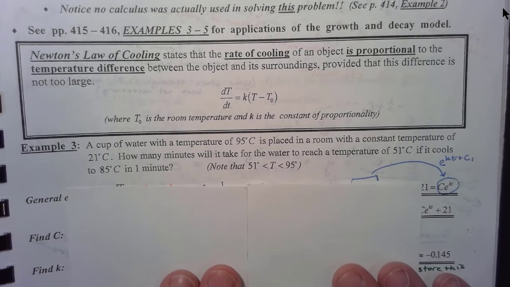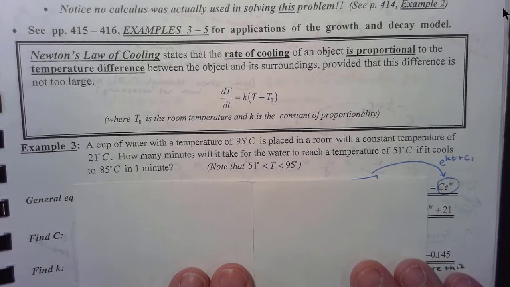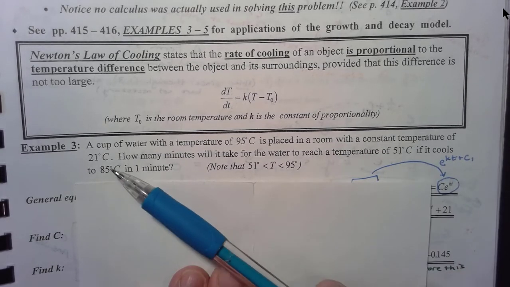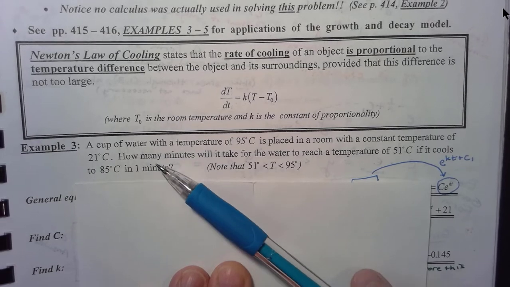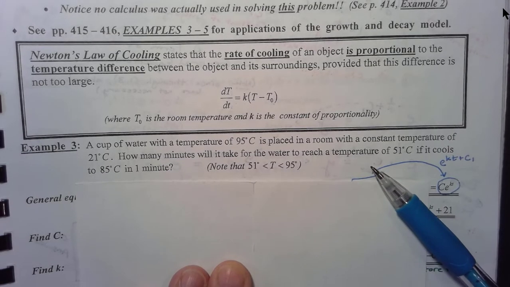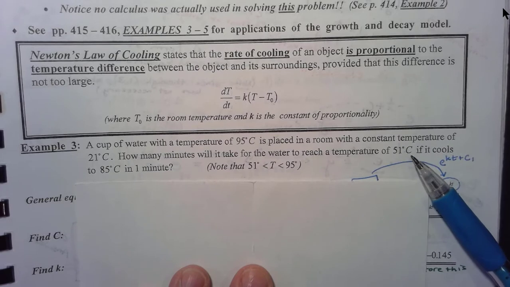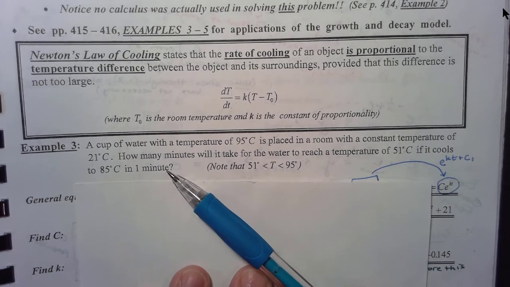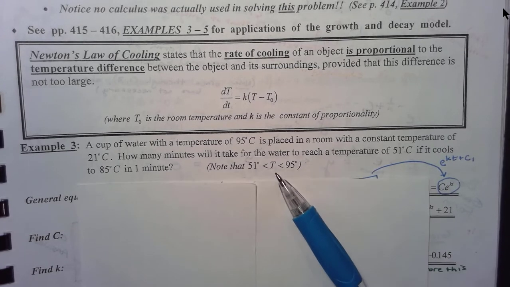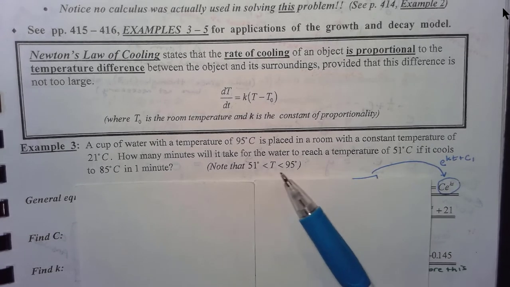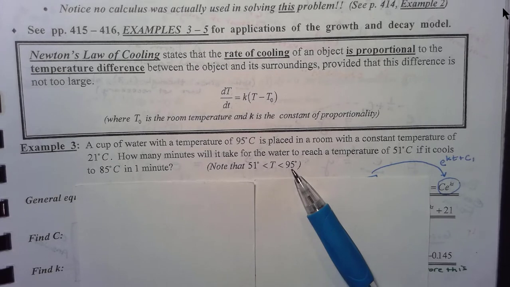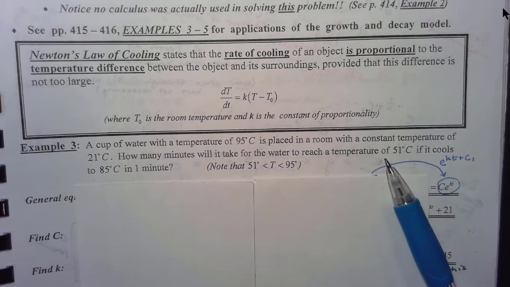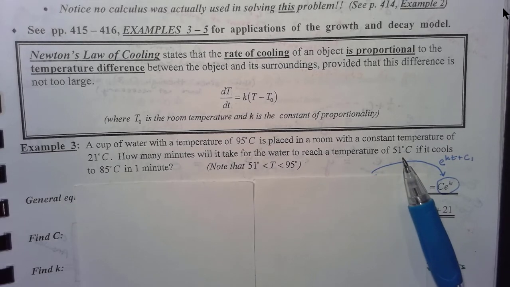Here's an example. A cup of water with a temperature of 95 degrees Celsius is placed in a room with a constant temperature of 21 degrees Celsius. How many minutes will it take for the water to reach the temperature of 51 degrees Celsius if it cools to 85 degrees Celsius in 1 minute? Notice that our temperature is going to be bounded by 51 and 95, because we want to find how long it takes to reach 51 degrees.